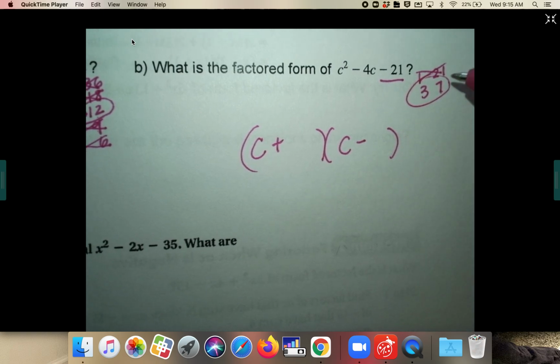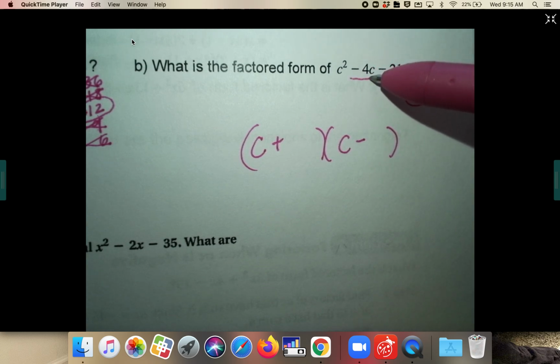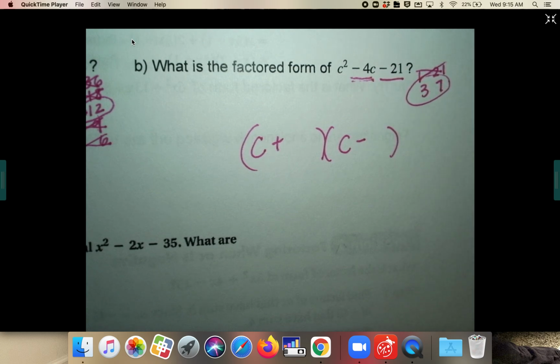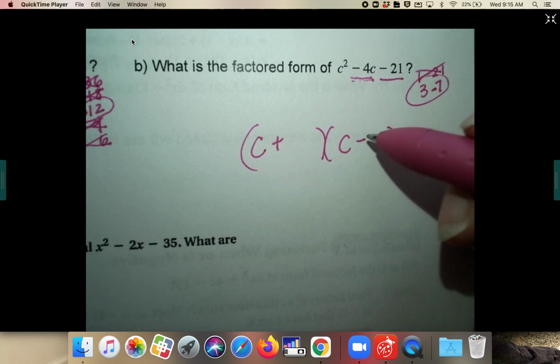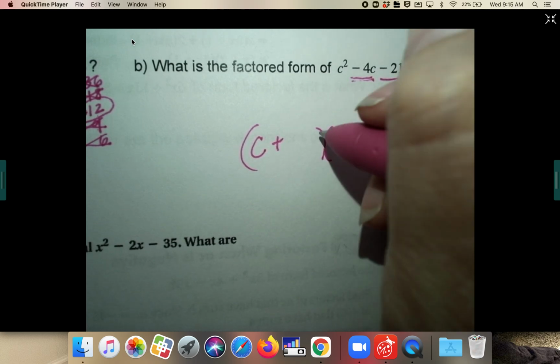Now we have to decide which one is negative and which one is positive. If you add them, it needs to be negative 4. So I need to put my negative here because a 3 and a negative 7, if you add those, it is negative 4. So my 7 is the one that needs to be negative. 3 is positive.